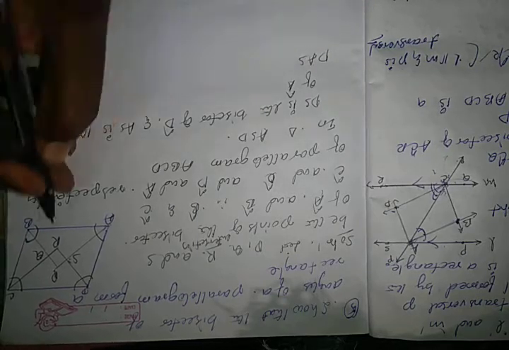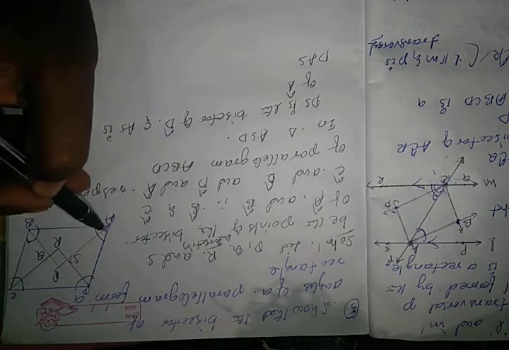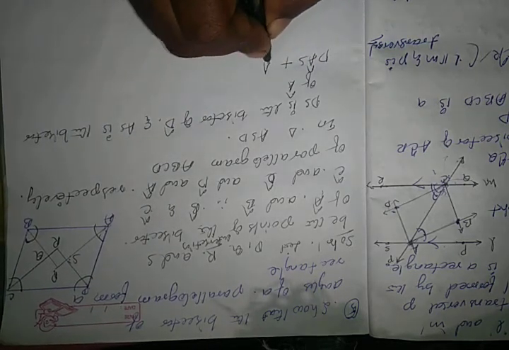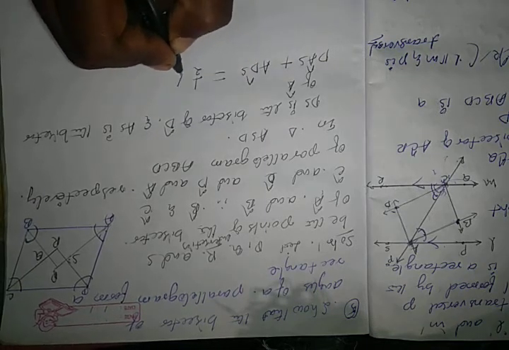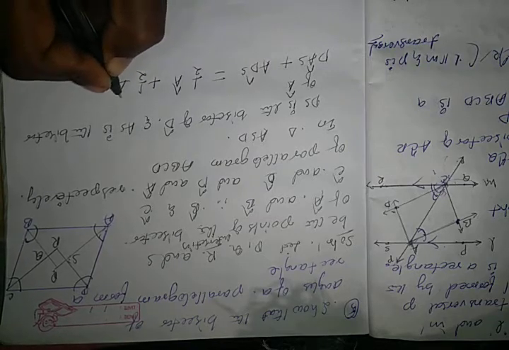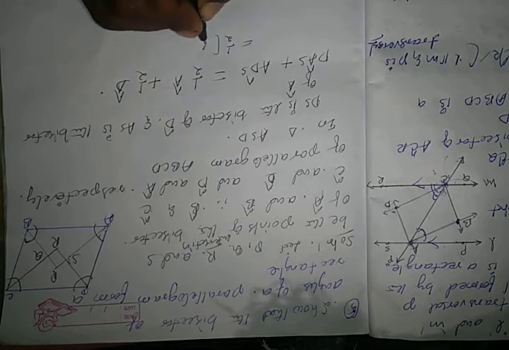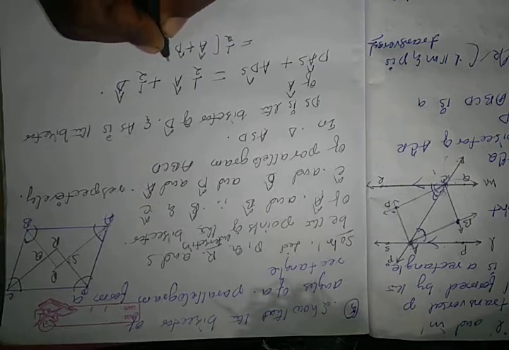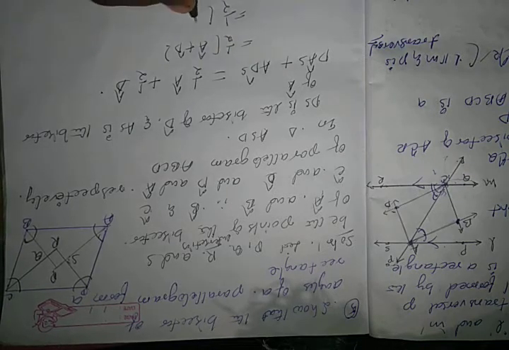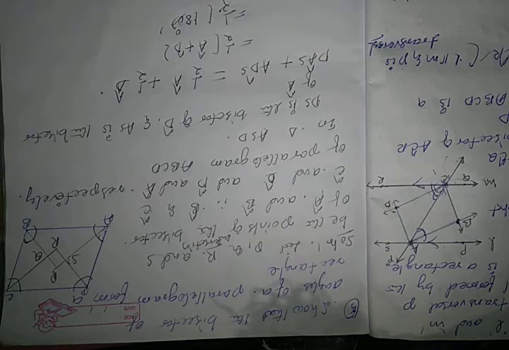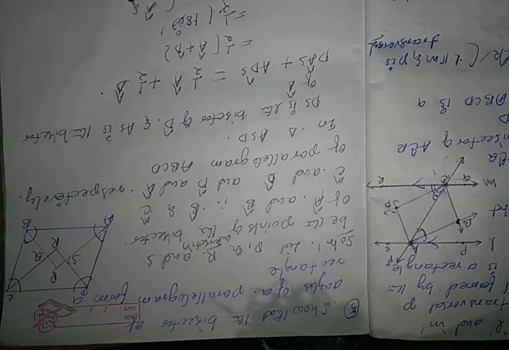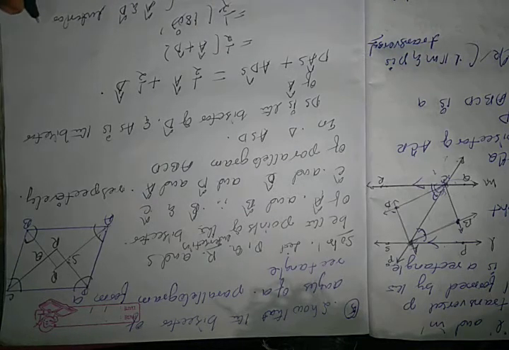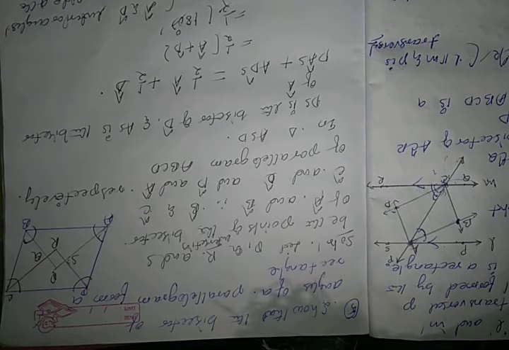So angle DAS plus angle ADS is equal to half of angle A plus half of angle D, so that it is equal to half, taking half as a common factor, of angle A plus angle D, which is equal to half of 180 degrees. So the 2 and 2 cancel, it is equal to 90 degrees, because angle A and angle D are interior angles on the same side of the transversal.